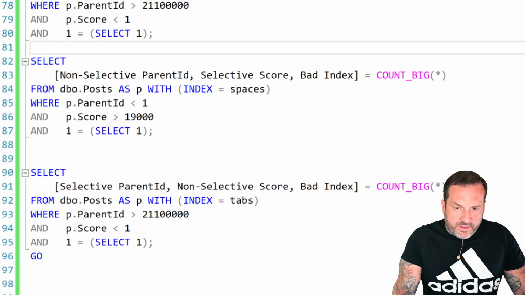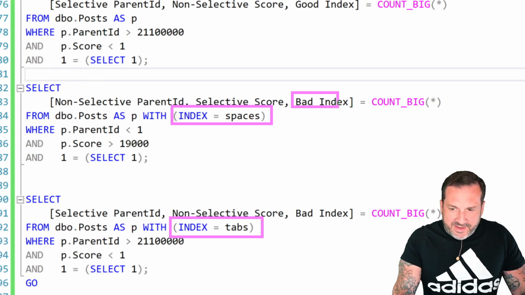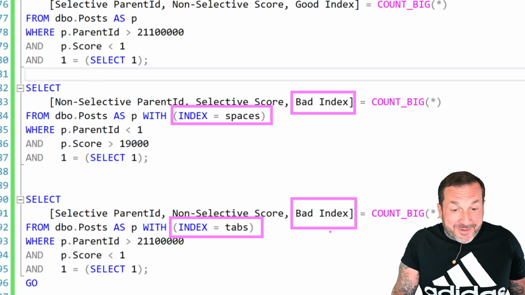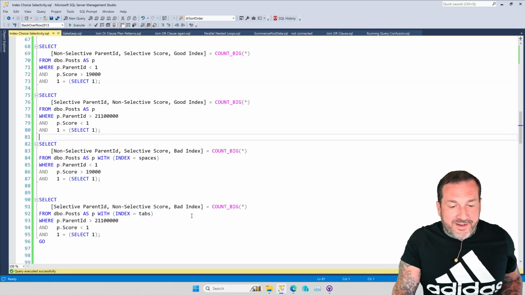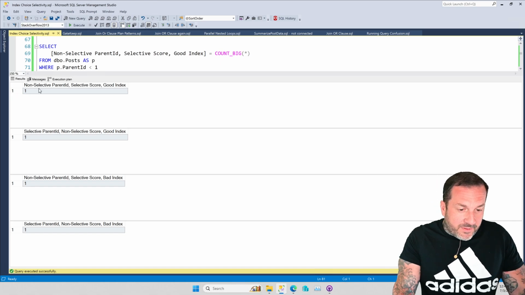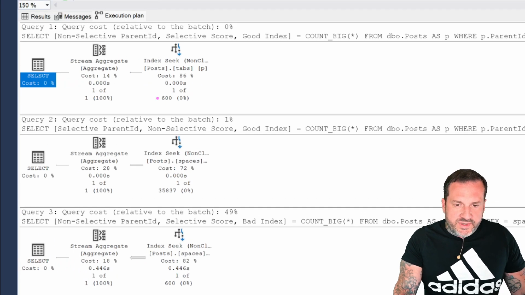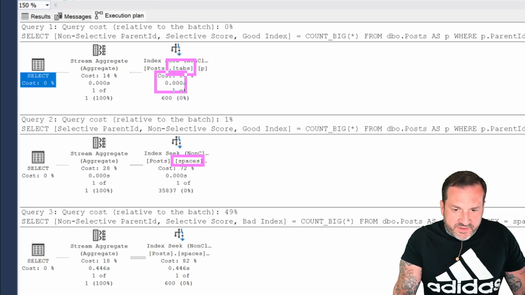On the second two queries, I am telling SQL Server which index to use, and I am obviously playing favorites here. I'm maybe spoiling the results a little bit. I'm sorry about that. I often do that for clarity here. But if we look at these four queries, they all return the same number one. But if we look at the query plans, the two where SQL Server got to choose on its own use two different indexes. This one used tabs, this one used spaces, and they both finished very quickly.